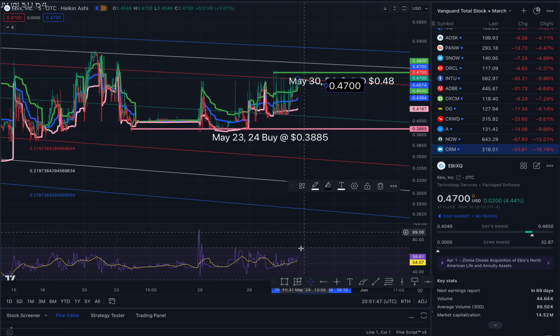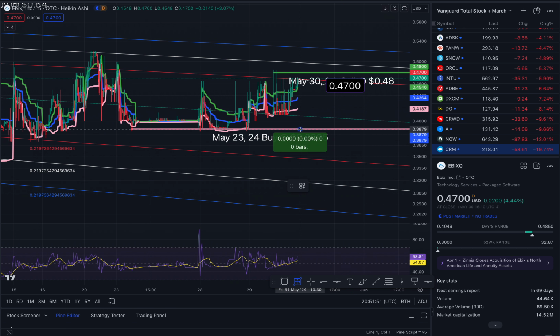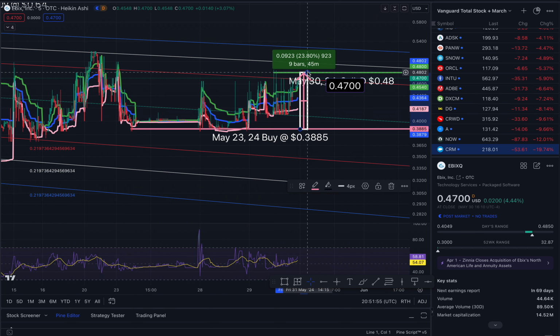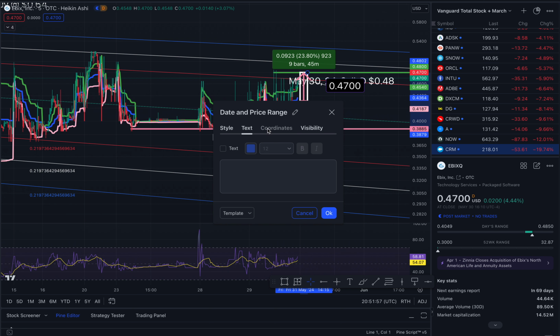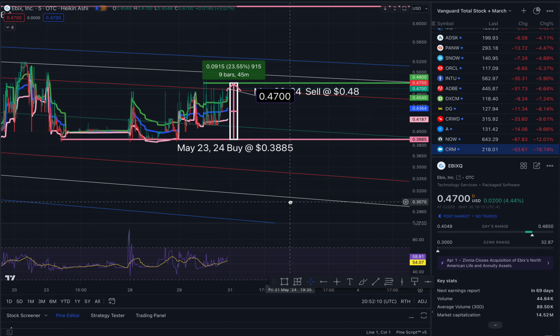So for me, let me double check the coordinates. I bought in at 38.85 and I sold at 0.48. So that is a 23% return.